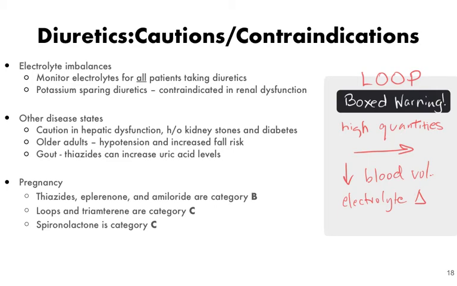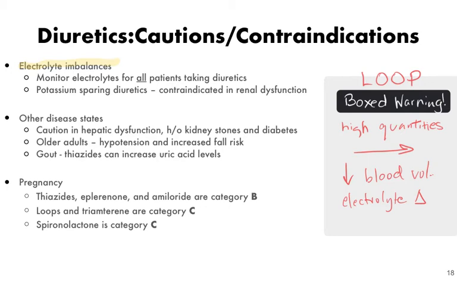All right, so we've talked about the electrolyte imbalances. Even at normal doses, some electrolyte imbalances can occur, so we need to monitor electrolytes for all patients to whom we prescribe diuretics. And of course, in particular, we want to monitor potassium in those patients who are on potassium-sparing diuretics, because those patients are very much at risk for hyperkalemia.